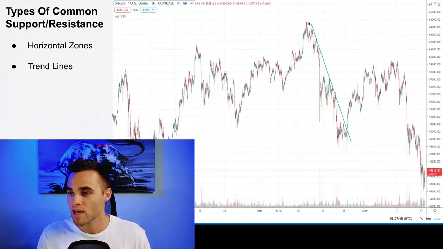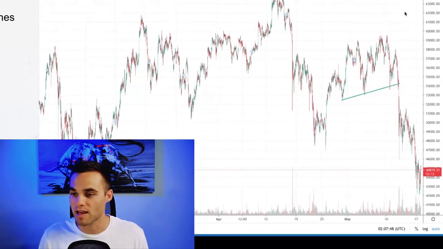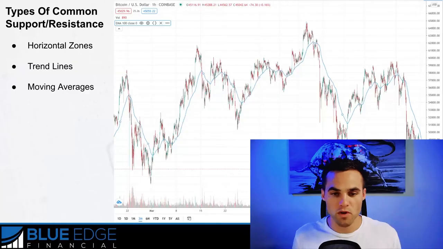Okay, another example, here's a downward trend line here, and we can see that every time it bounces off of here, it seems to bounce off quite sharply. And here's one more example of a trend line support. In this case, it came down, bounced off sharply, came down, bounced off sharply, came down, bounced off sharply again. Now, the last common type of support and resistance are what's called moving averages.